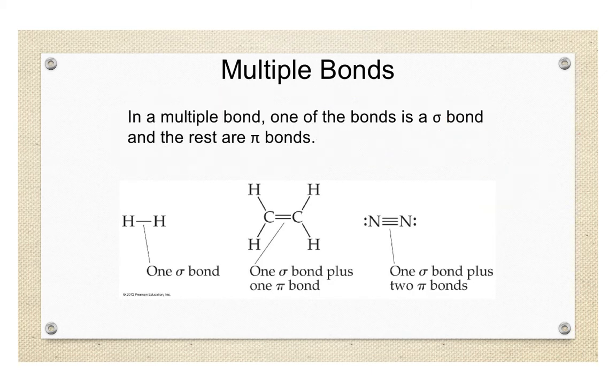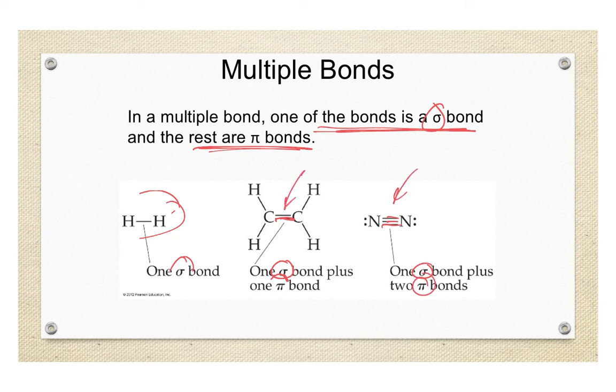Multiple bonds, double bonds and triple bonds, at least one bond is a sigma bond, and the rest of them are pi bonds. So in a single bond, we just have a sigma. In a double bond, we have one sigma, and the other one is a pi bond. In a triple bond, we have one sigma, and the other two are pi bonds. We represent single and triple bonds nicely using these lines, but if we looked at them in actual 3-dimension using electron cloud probabilities, they would look a little bit different.